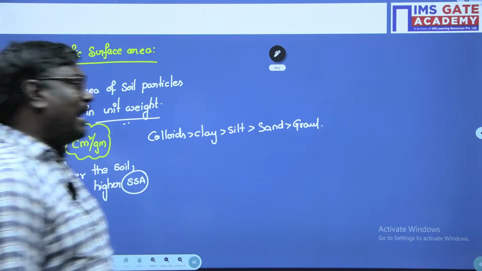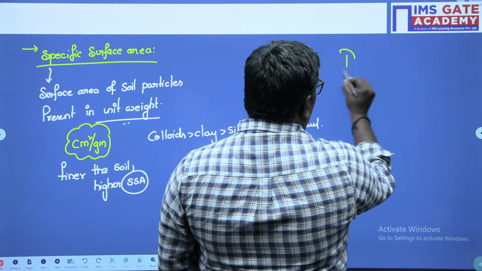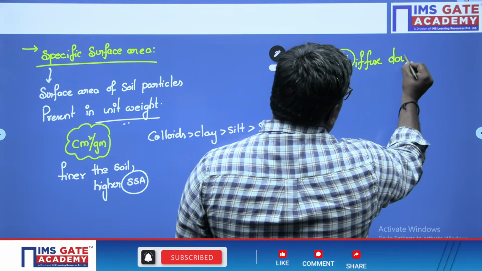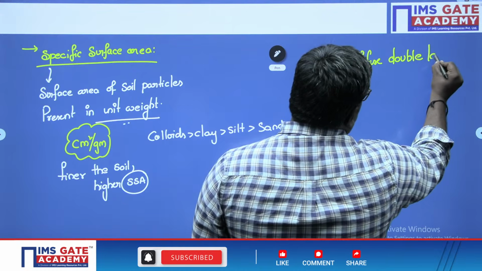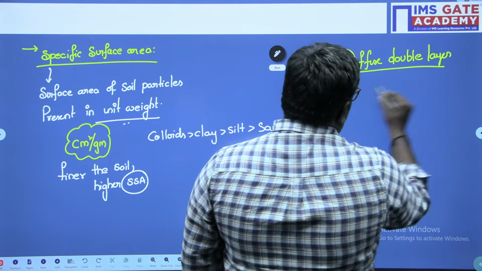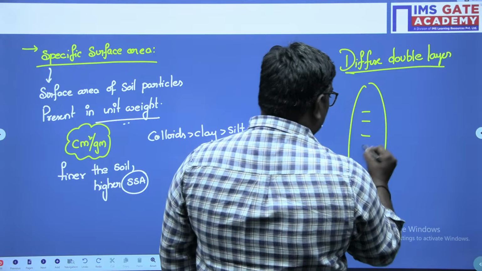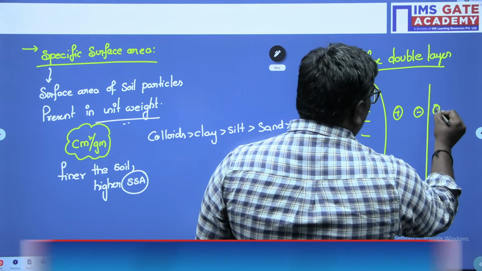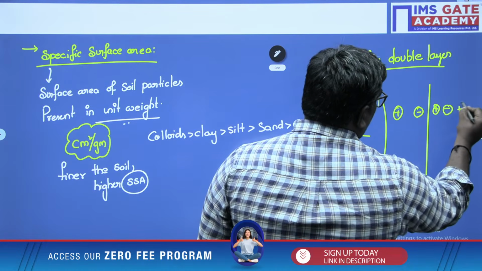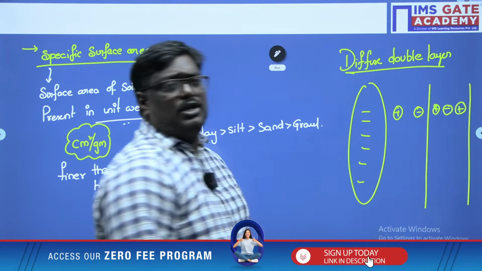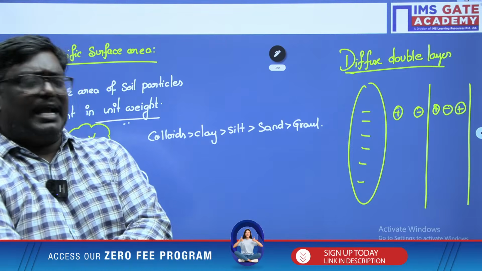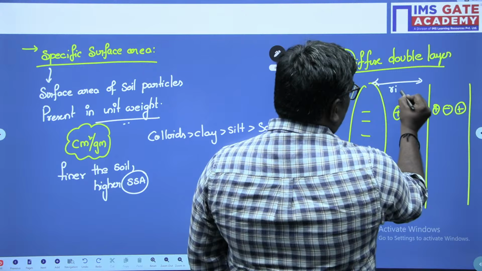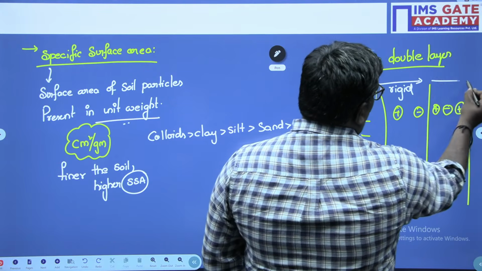Similarly, we also have another concept called diffuse double layer. Sir, usually in ground improvement techniques, we use this. I'm just giving an overview of this. See, usually the shape of the clay particle is angular or flaky. This is called the rigid layer, and this is called the loose layer.